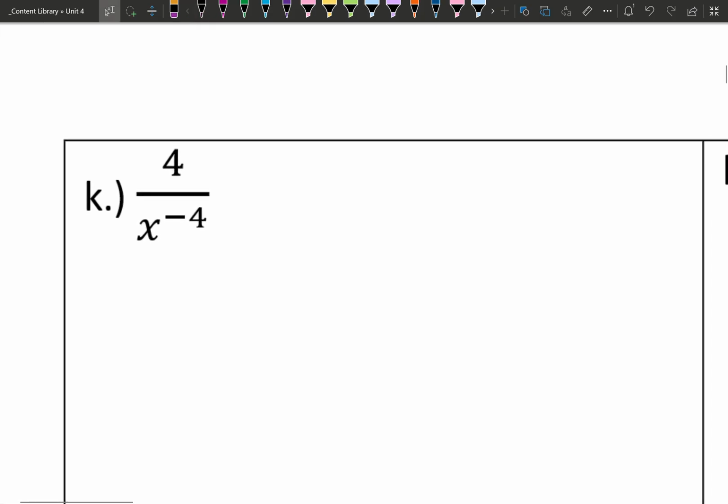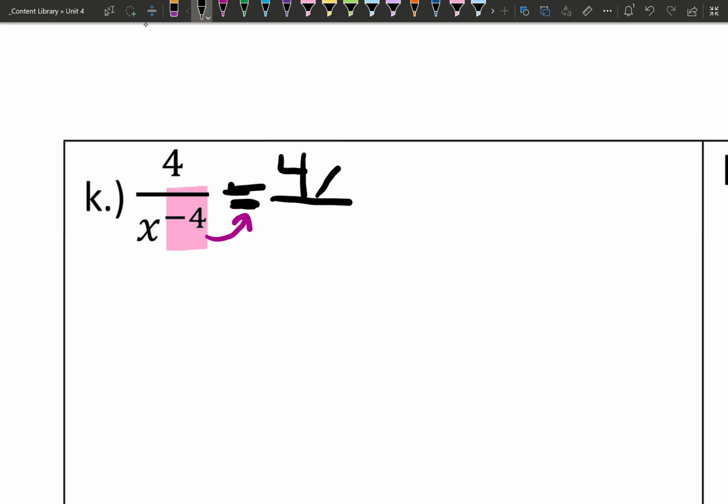Letter K. We already have a fraction line. Let's set it equal to a fraction line. Now I spot a negative exponent here on the bottom, which means I'm going to take x to the fourth and I'm going to bring it up top. Now the 4 from the top from before, does that have a negative exponent? No, it stays right there. But I am going to place x to the positive fourth up top next to it and leave it over 1.